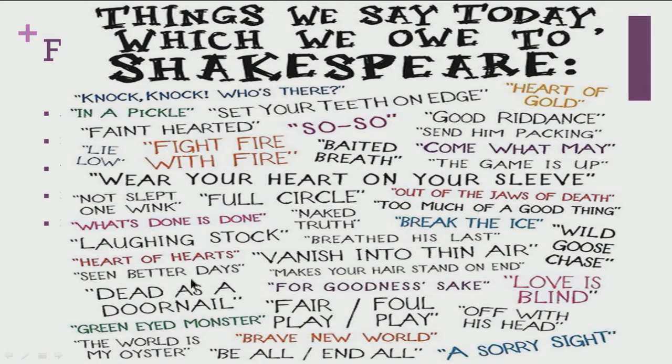In fact, even some very common terms, as we can see over here, like naked truth, or expressions such as love is blind, for goodness sake, brave new world, green-eyed monster, all of those have been invented and innovated by Shakespeare in many of his plays. So, the language in fact owes a lot to Shakespeare, and linguists have even classified the language in a different way from Shakespeare's time onwards.